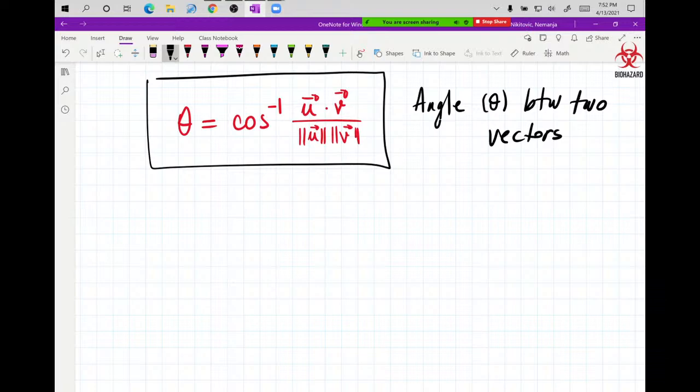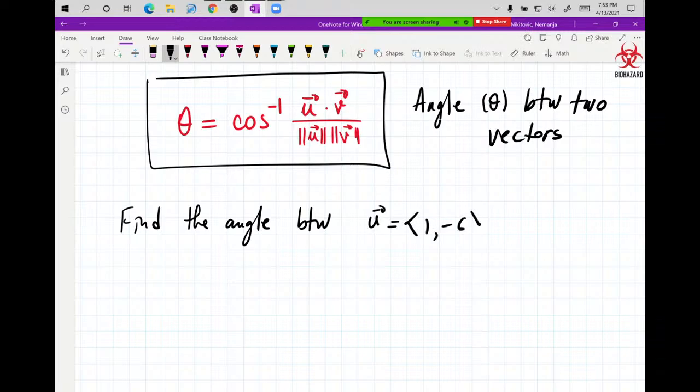So, here's the question for you. Find the angle between vector u given as (1, -6) and vector v given by (5, 8). Try to plug everything into the formula and get these values.